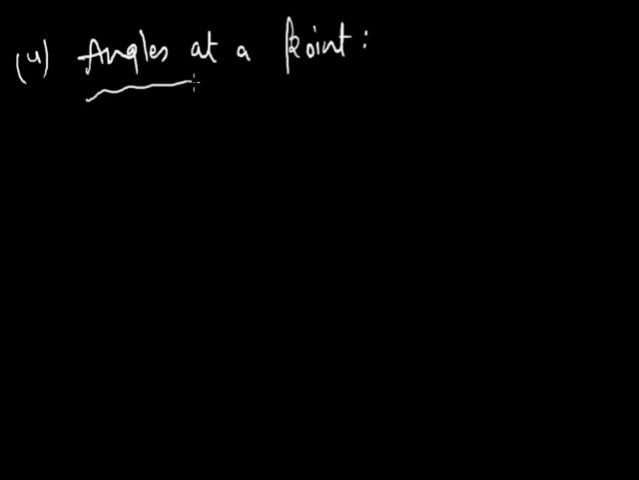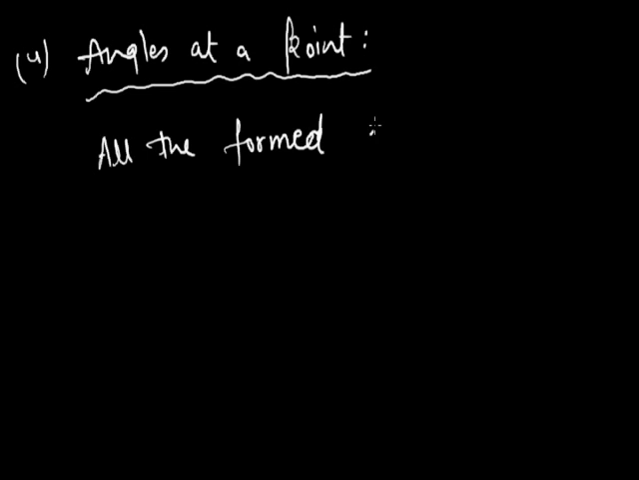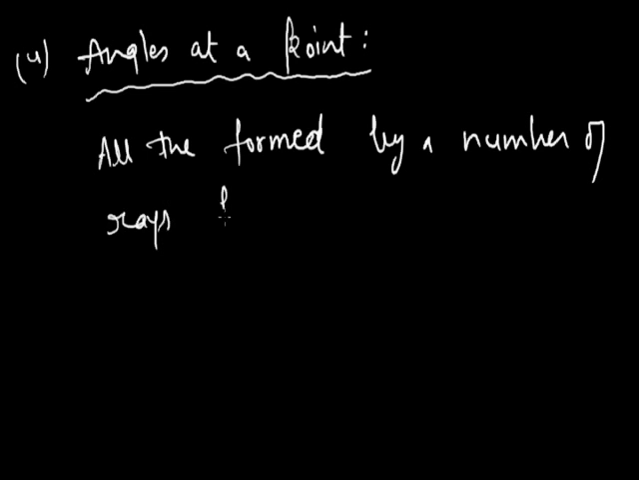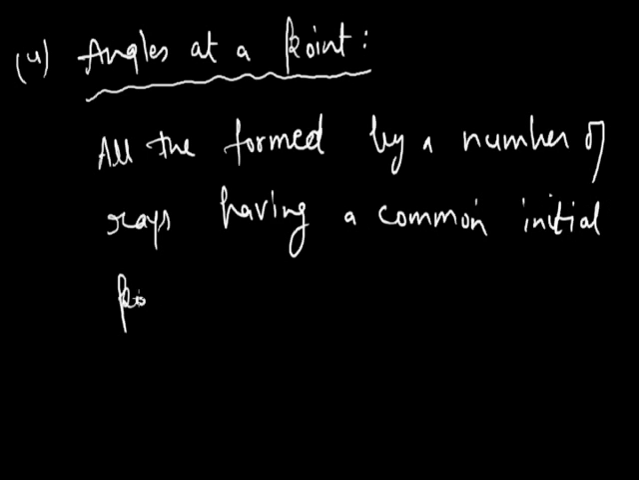What are angles at a point, or what are the pairs of angles at a point? All the angles formed by a number of rays having a common initial point are known as angles at a point. This definition will be more clear by taking a diagram.